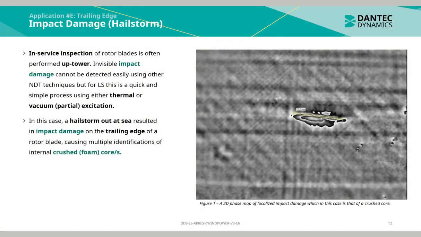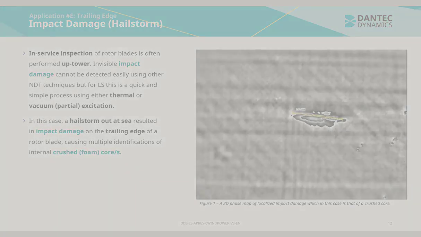Impact damage resulting from a hailstorm to the trailing edge. In-service inspection of rotor blades is often performed up tower. Invisible impact damage cannot be detected easily using other NDT techniques, but for laser shearography this is a quick and simple process using either thermal or vacuum partial excitation. In this case, a hailstorm out at sea resulted in impact damage on the trailing edge of a rotor blade, causing multiple identifications of internal crushed foam cores.